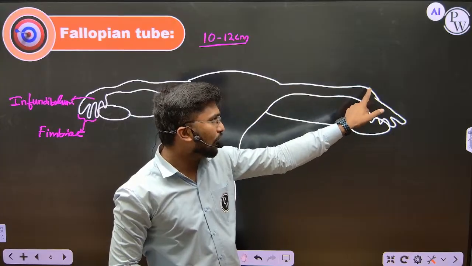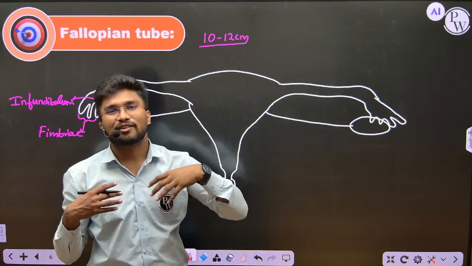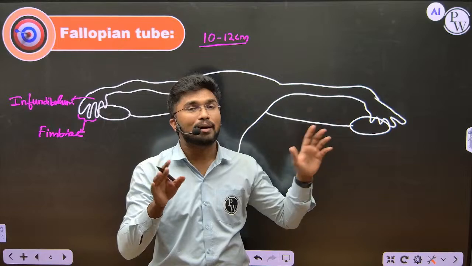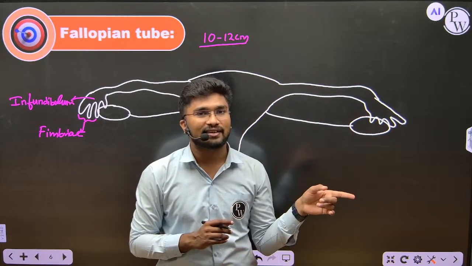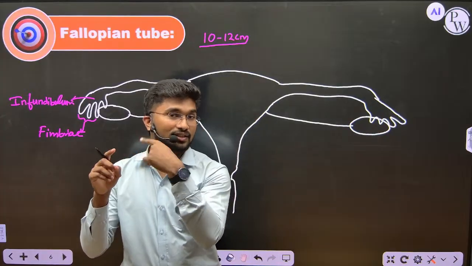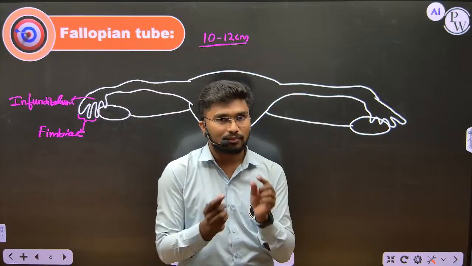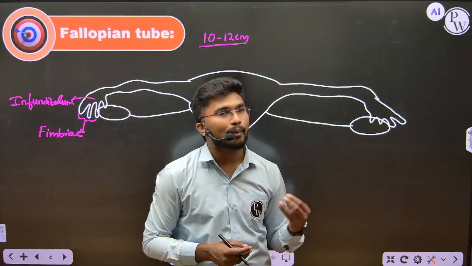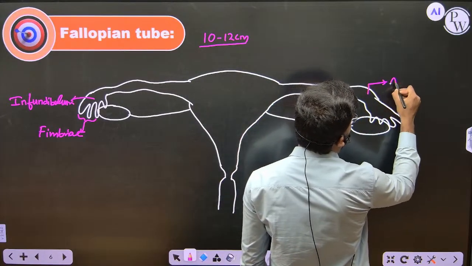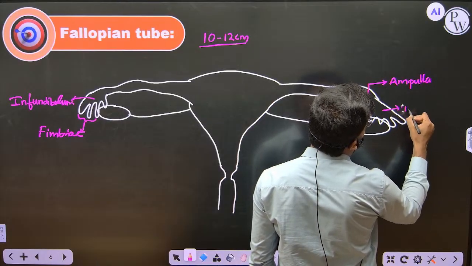Next, there is a broad portion. Generally in our body, wherever broad areas are there, we call it ampulla. For example, the mammary ampulla we studied in the mammary gland. And when we study the ejaculatory duct, the vas deferens ampulla and seminal vesicles are joining. So broad portions are generally called ampulla. So here this part is ampulla, and this is infundibulum.